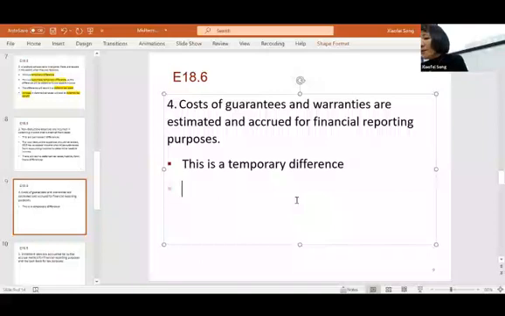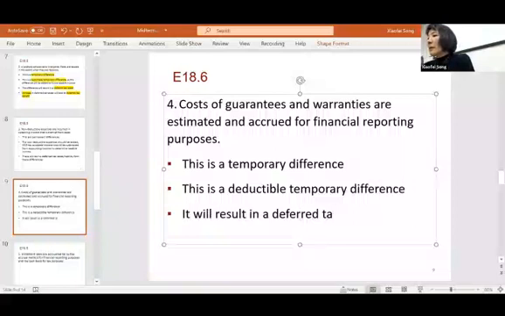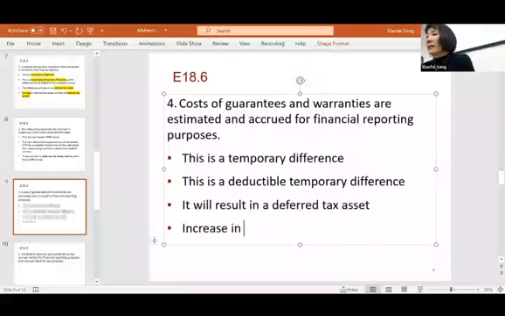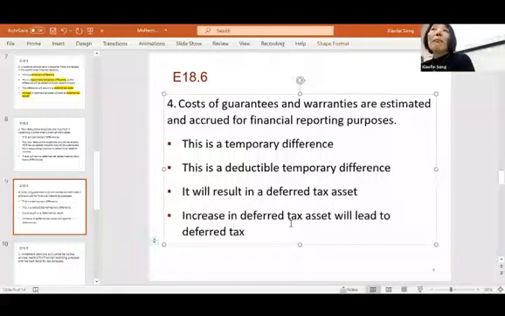Yeah, so this is a deductible temporary difference. And if it's a deductible temporary difference, it means it will result in a deferred tax asset. An increase in deferred tax asset will lead to a deferred tax benefit.